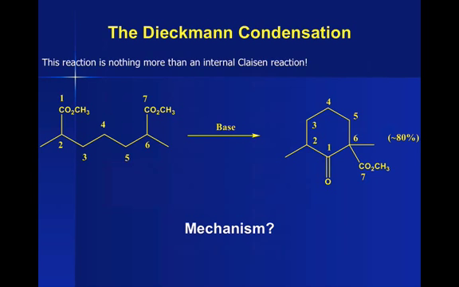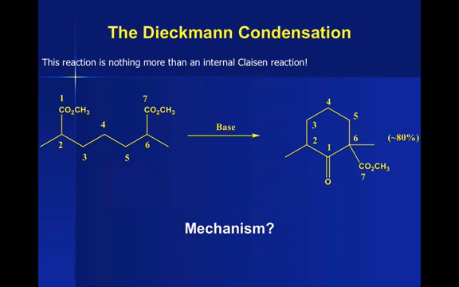Rings are useful? What about them? They're very prevalent in biological systems. Look at a steroid structure sometime. 6-membered ring after 6-membered ring connected together. You just have the 2 esters that are connected together. You can form a 6-membered ring through the Dieckmann condensation.